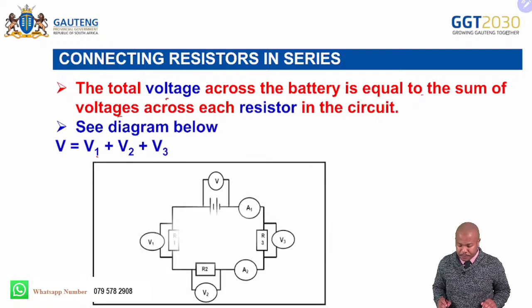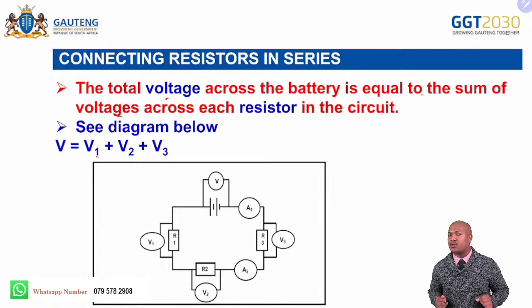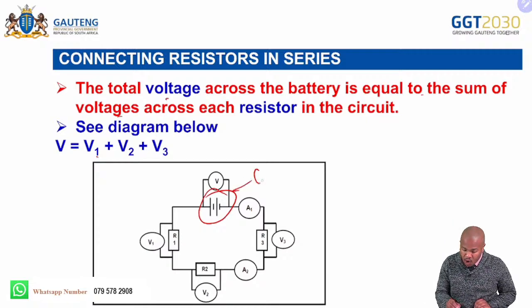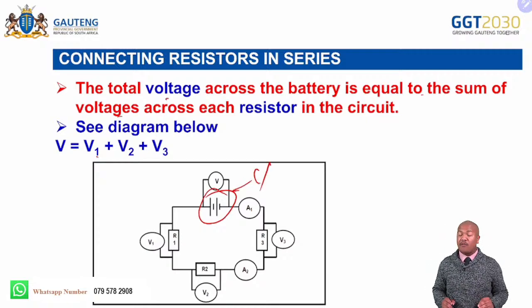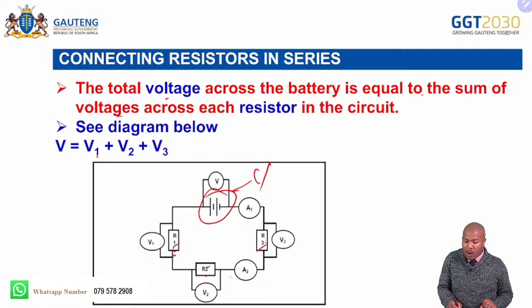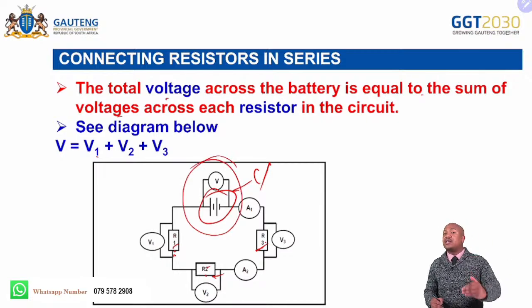Looking at the diagram here, where is the battery? Let's remember our symbols. This is the battery. So we mean that the total voltage of this battery is made up of the sum of the individual resistors in that circuit. How many resistors do we have here? We have resistor 1, resistor 2, resistor 3. It means that to get the total voltage of the battery, we need to calculate each resistor by adding them together, resistor 1, resistor 2, and resistor 3, to give us the total voltage across this battery.